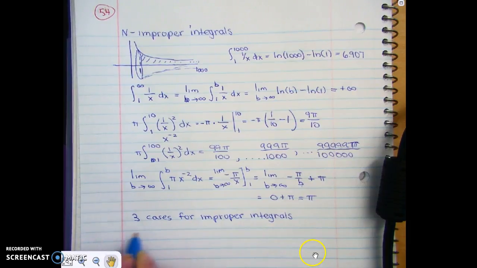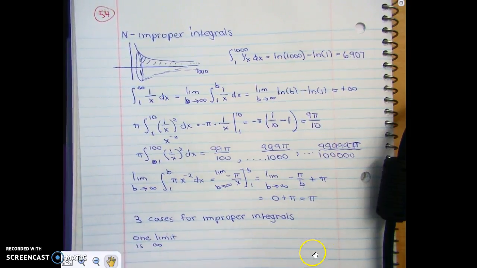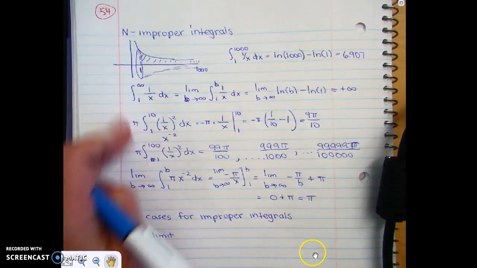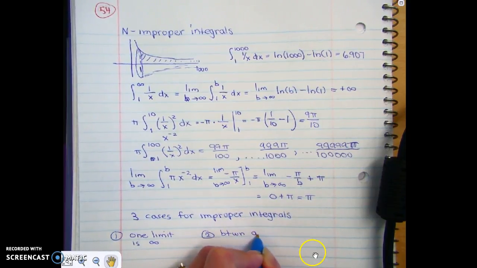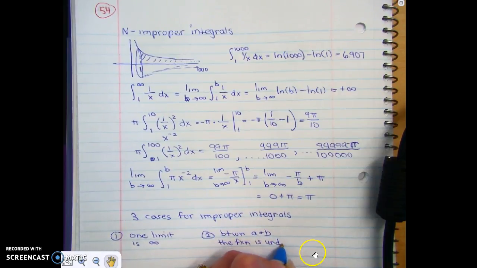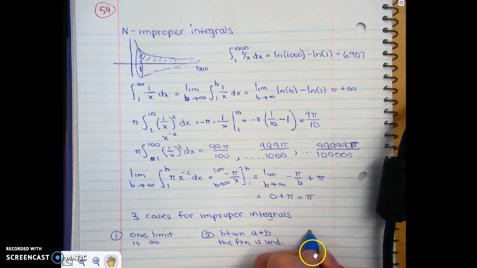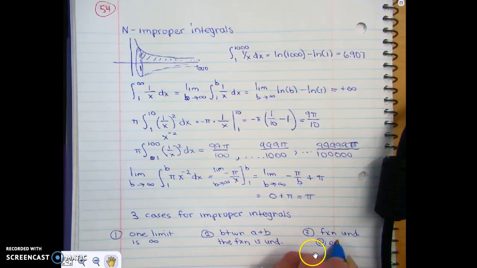That's so nice. So one case is when one limit is infinity. Okay, that's case 1. So that was what we just did here. Case 2 is when between a and b, the function is undefined. And then case 3 is the function is undefined at either a or b.